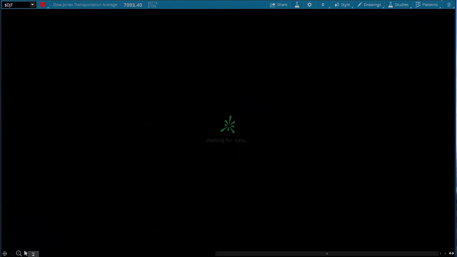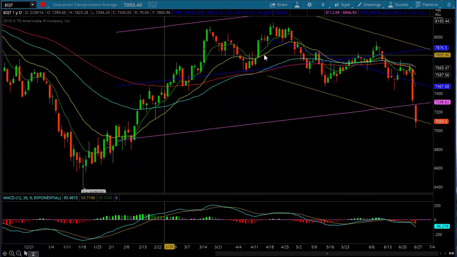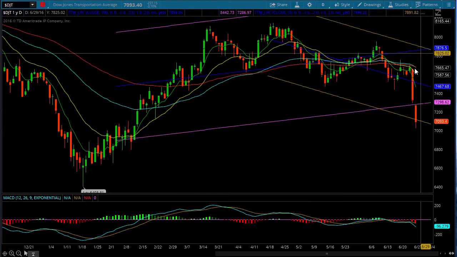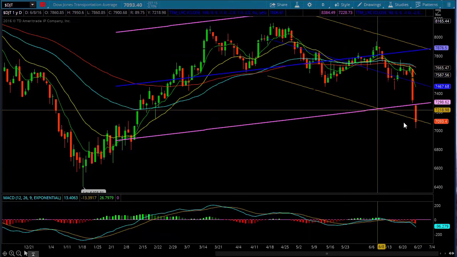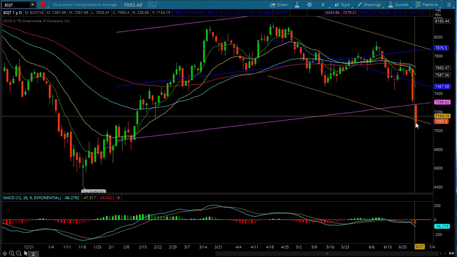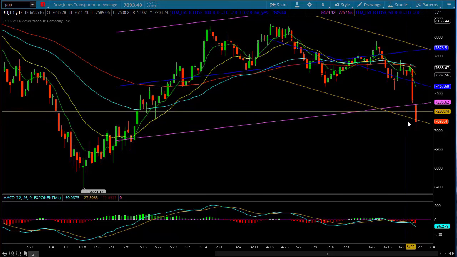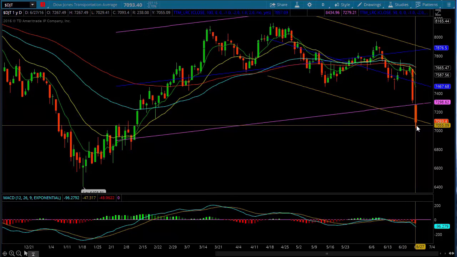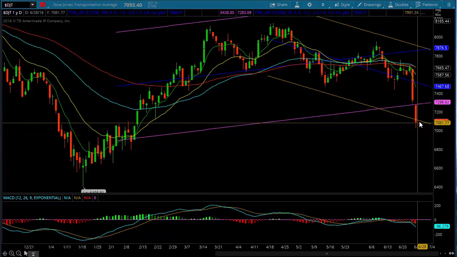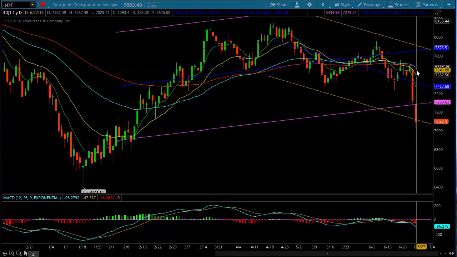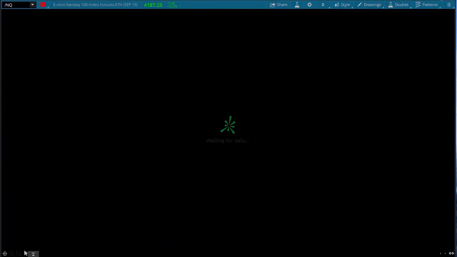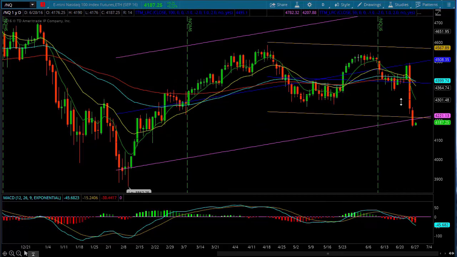Now look at the transports. The transports, very, very important here. We're trading right at the 55 and the 100, right on top of it. But look, we're way outside 2 standard deviations, and this is a time when we often see these markets make a little bit of a test, possibly back up toward the 100 period EMA. So are we due for a bounce? Very possible. Look at the NASDAQ, same thing.